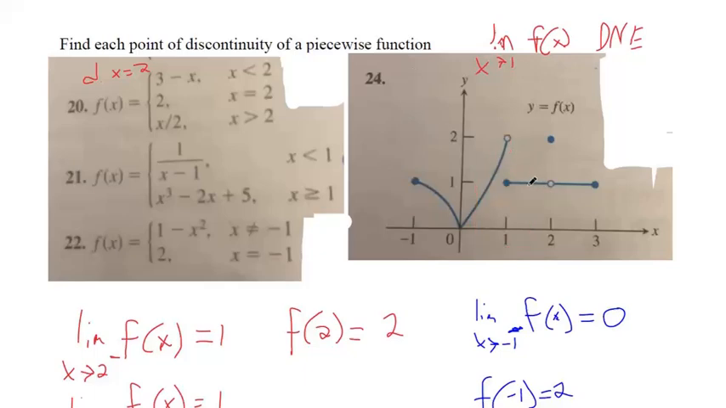And here, the limit as x approaches 2 from the left, we're getting y values of 1. As we're approaching 2 from the right, we're getting y values of 1. But if you plug in exactly 2, you get out a y value of 2. So it's discontinuous here and discontinuous here, at x equals 1 and x equals 2.